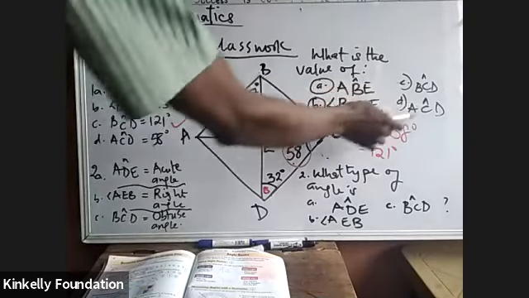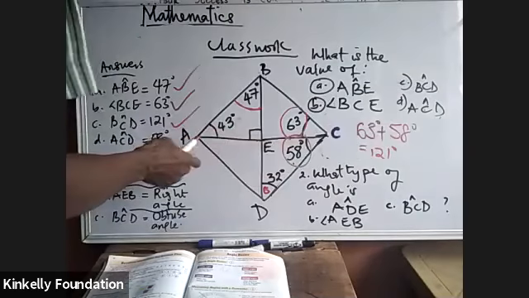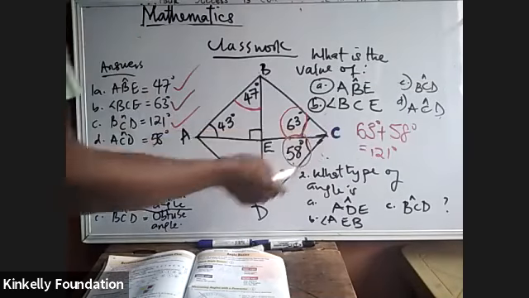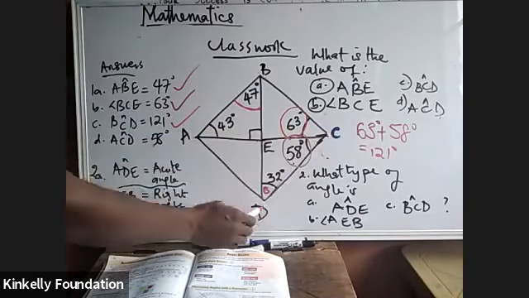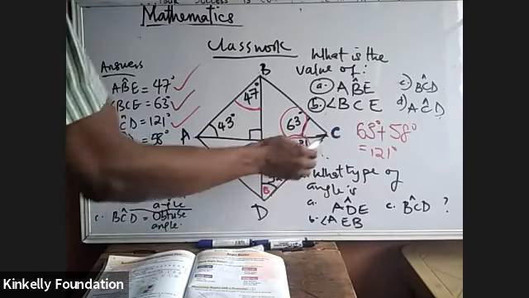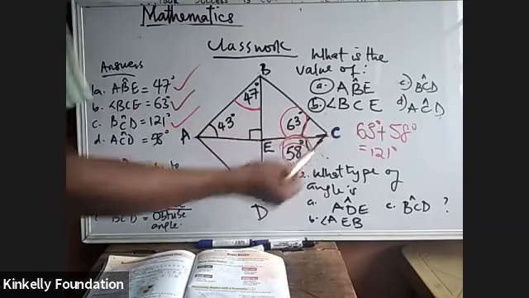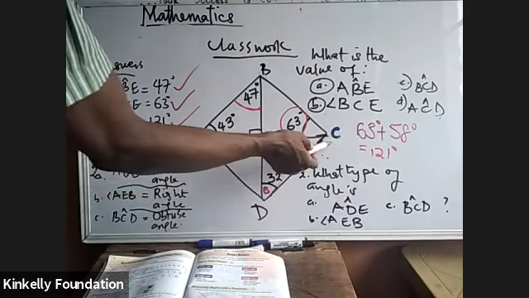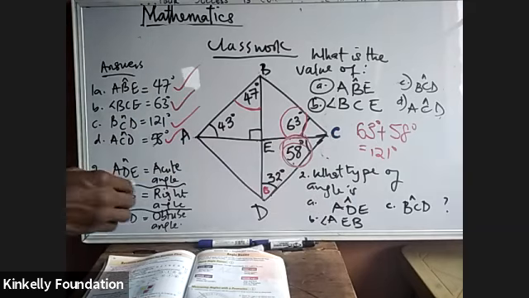Angle ACD. ACD is this straight line. Now it is this angle here. That one that has the C is the one in the center. It is this one. So it is 58 degrees.